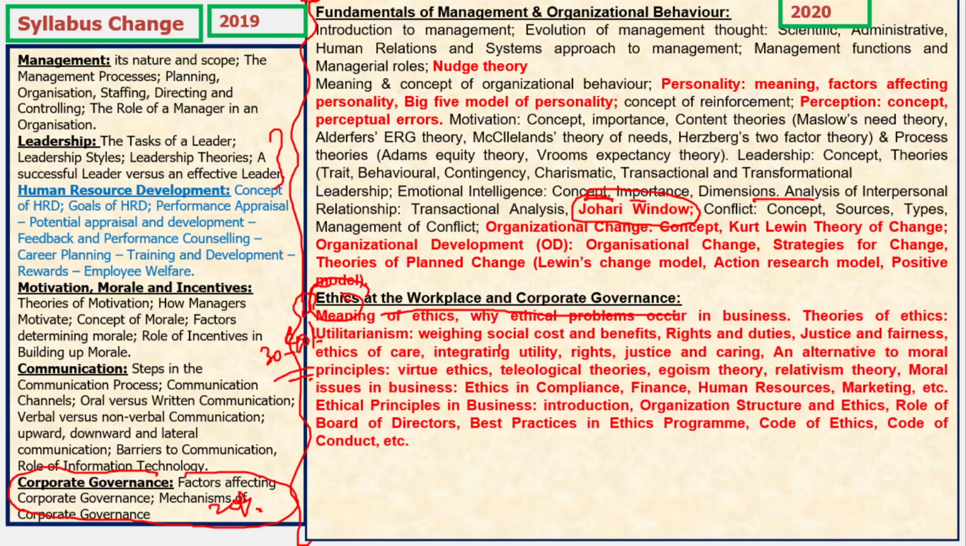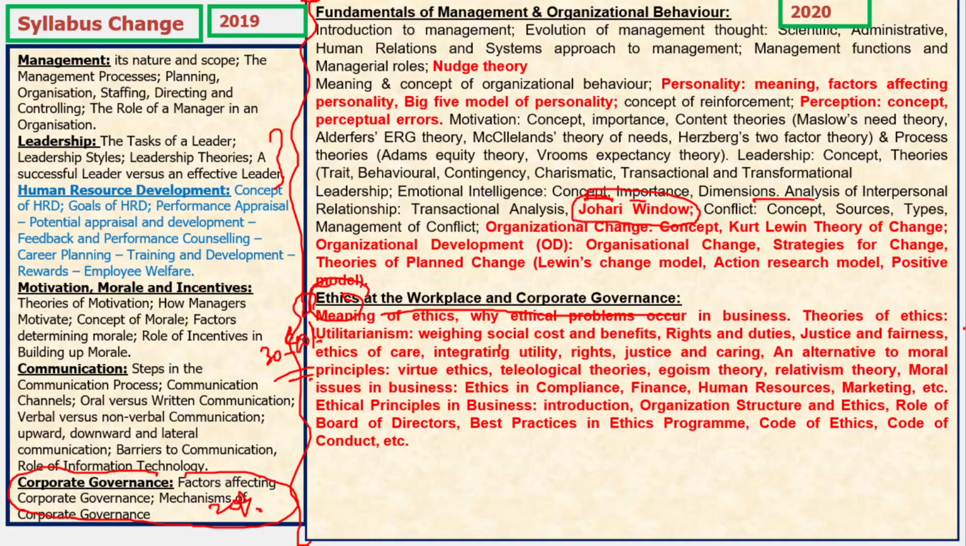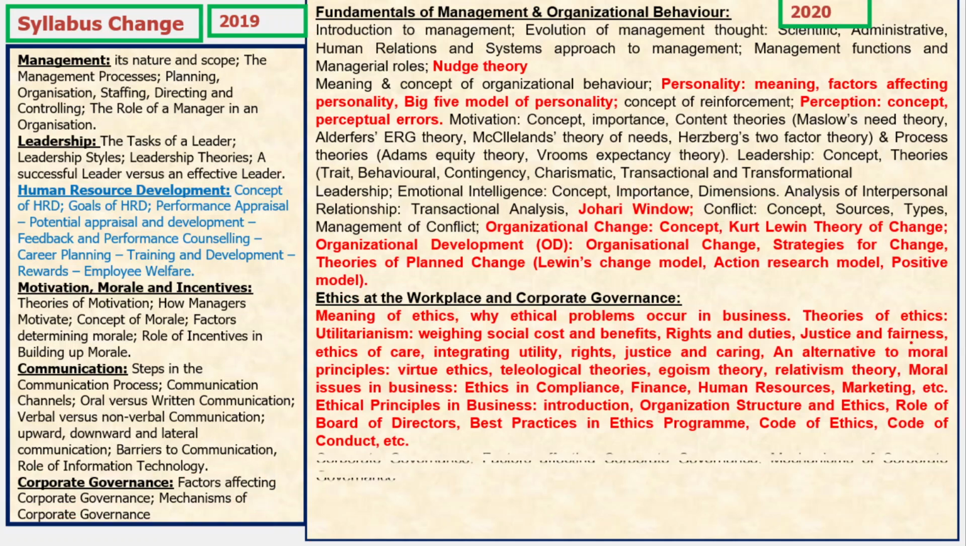Let me show this to you. All of this is new, right? This was not present in the earlier syllabus, whether it is rights and duties, justice and fairness, theories of ethics, utilitarianism theory, virtue ethics, ethics in compliance, finance, different activities, not present. Okay, corporate governance was present and it is still present to the extent where it should be.